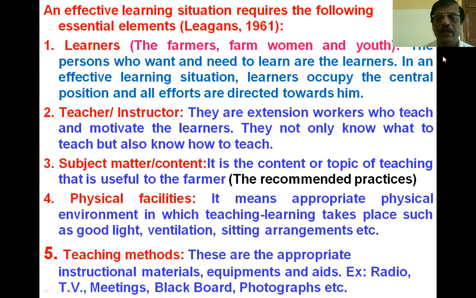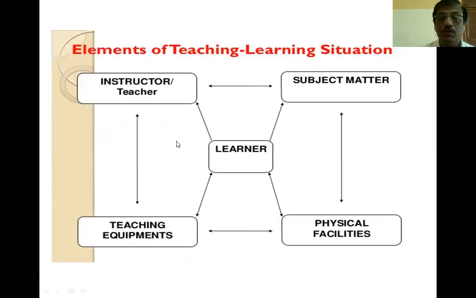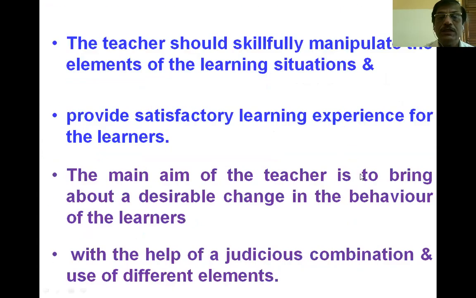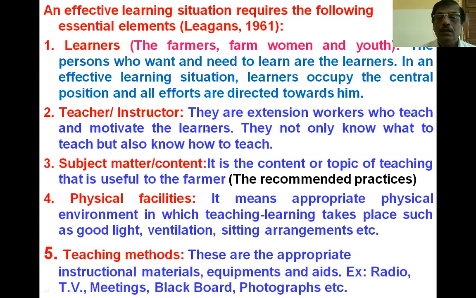In the effective learning situation, learners occupy the central position. All the elements are there, but the learner occupies the central position and all the efforts are directed towards him. That is, the teacher's efforts are directed towards him, subject matter is directed towards him, teaching methods are directed towards him, and physical facilities are directed towards him.